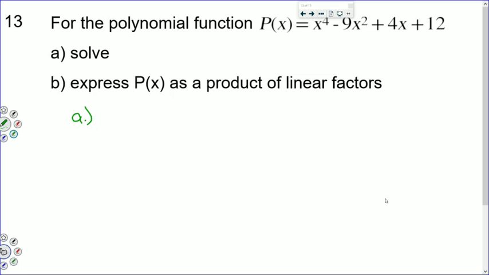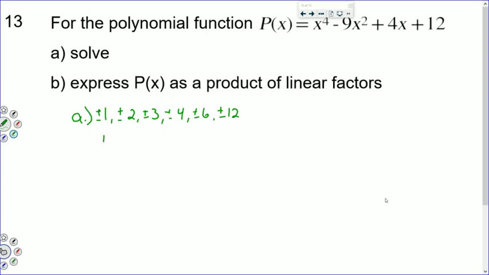So on our list of rational zeros, since our leading coefficient is 1, we're going to have all the factors of 12. So plus or minus 1, plus or minus 2, plus or minus 3, plus or minus 4, plus or minus 6, and plus or minus 12. These are all of our possible zeros, so let's start checking them.